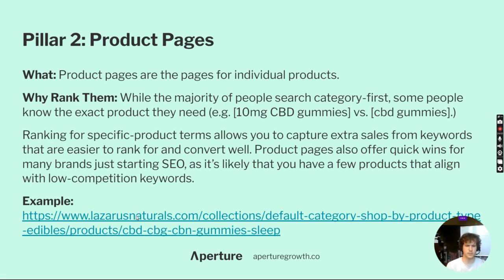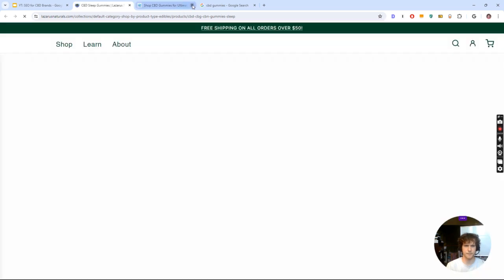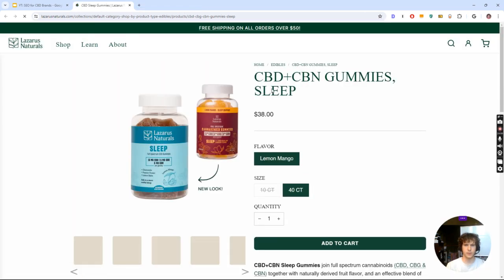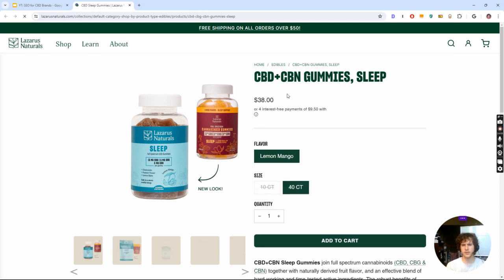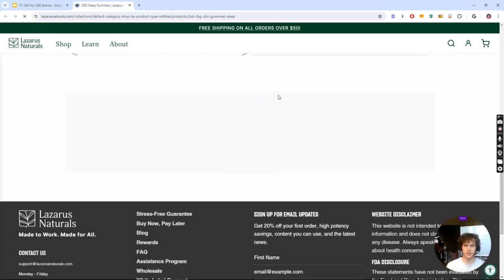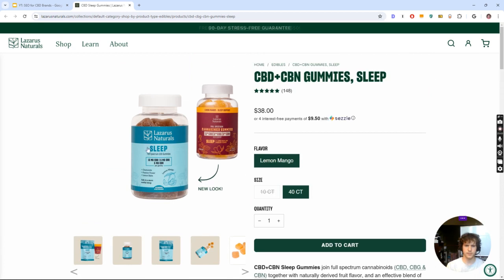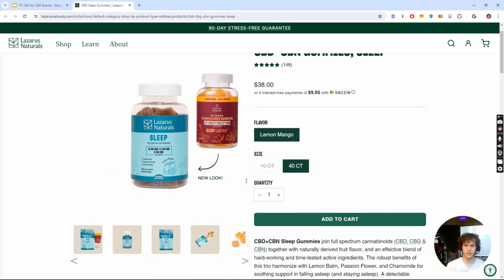An example here is from Lazarus Naturals, which is their CBD and CBN gummies. So, a nice little product page right here, and yeah, I can buy directly on the page.